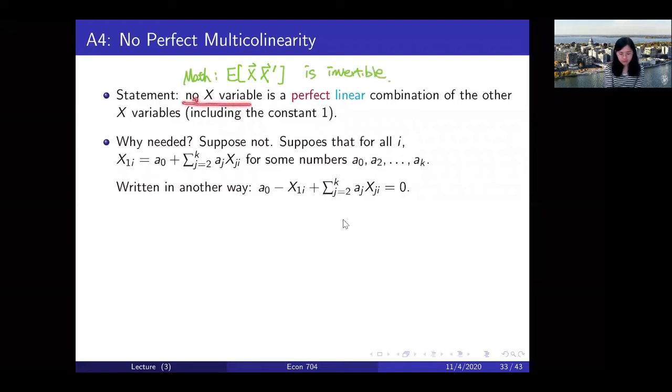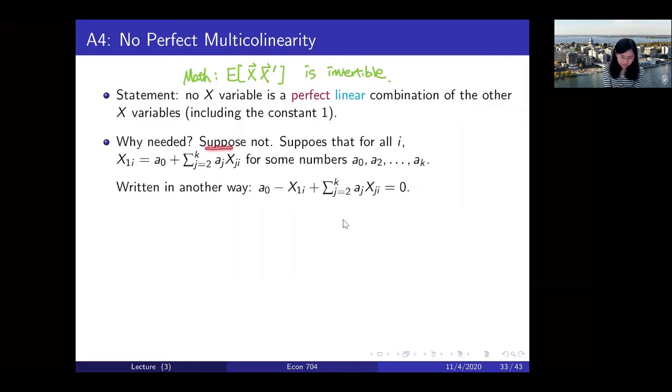So this verbal statement and this mathematical statement are the same. They mean the same thing. No x variable is a perfect linear combination of the other x variables. If that is the case, then the expected value of this matrix is invertible, and vice versa. So that is what the fourth assumption is. Why do we need it? Suppose that this assumption doesn't hold; we run into a very serious issue. So let's see what serious issue we run into.